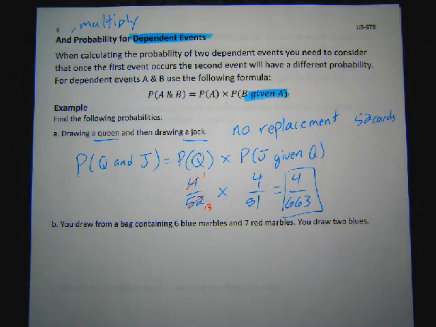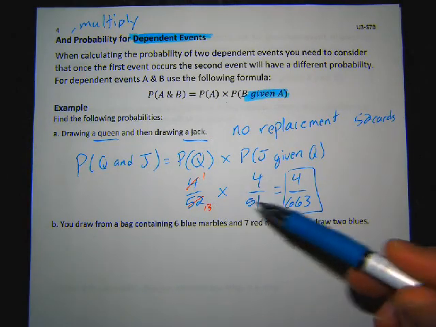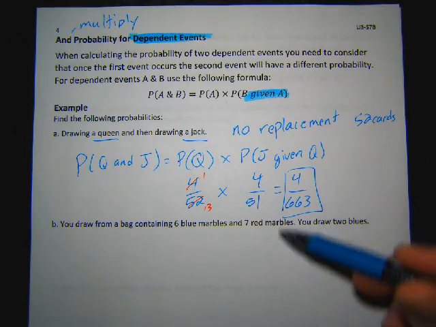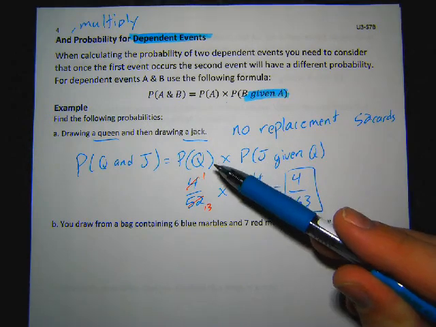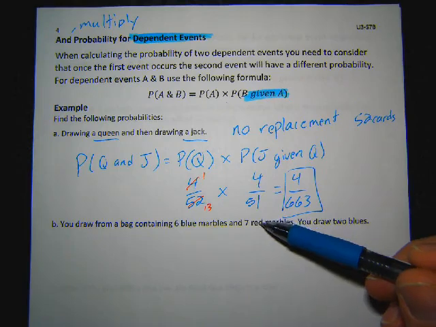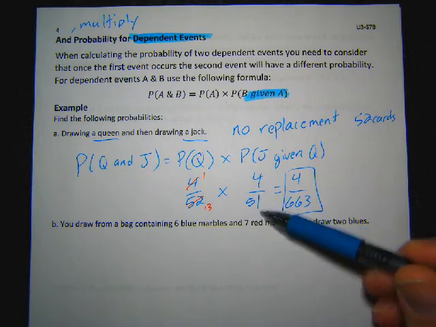Okay, so the big thing here is dependent. We didn't put cards back after each draw, so we had to worry about how the probability changes. There are fewer cards each time you pull. The jacks didn't change because the first pull was a queen, but the total number of cards changed, and that's why that fraction changes.